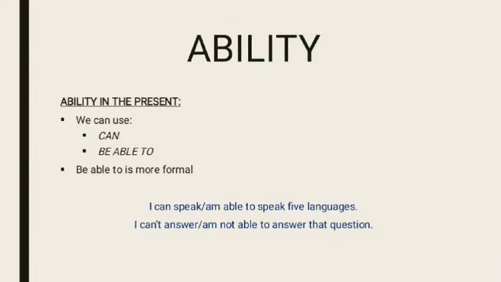We have one note over here. Ada catatan di sini bahwa be able to is more formal. Jadi ketika dalam kalimat yang formal, kita menggunakan be able to. We have two examples over here. I can speak or I am able to speak 5 languages. Saya bisa berbicara 5 bahasa.